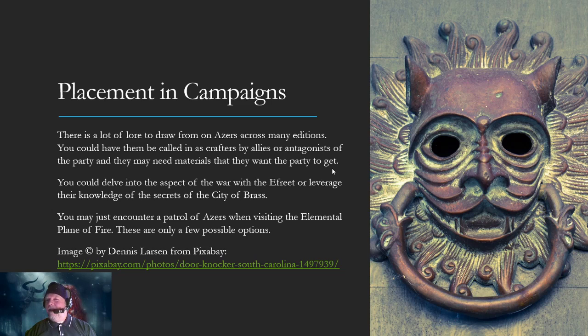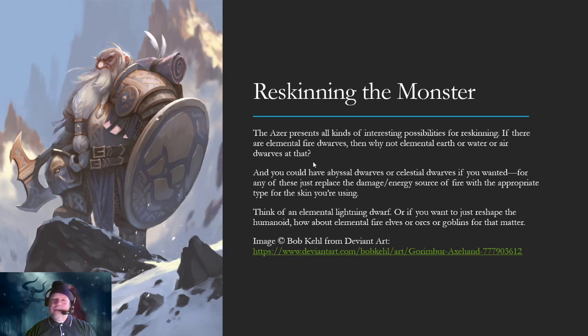I'm sure there's as many different ways of using Azer in a campaign as there are DMs, all coming up with clever ideas out of their twisted little heads. Okay. So now you want to reskin a monster. You like the stat block of the Azer, but you don't need a fire monster. You need something else. So what could you use that stat block for?